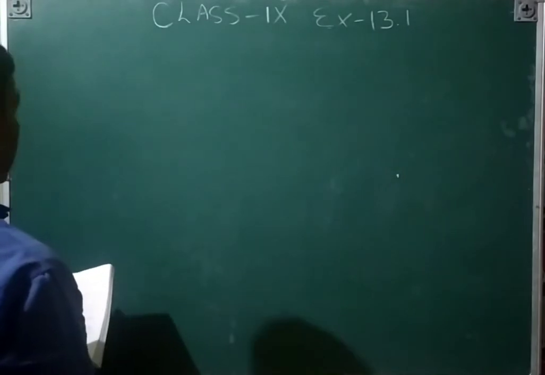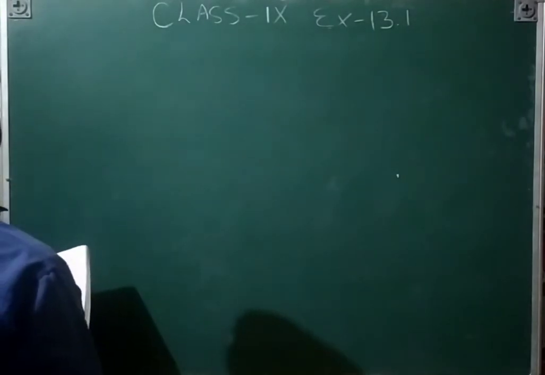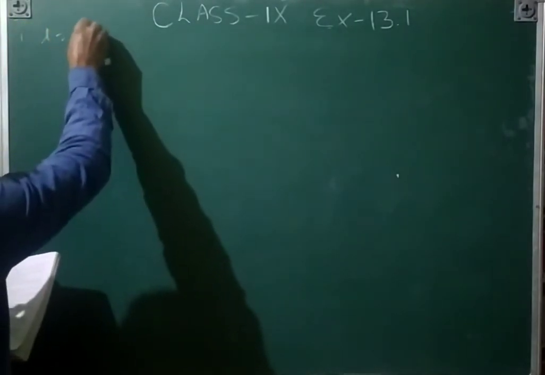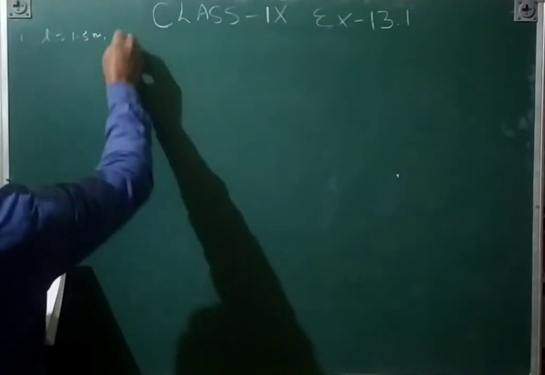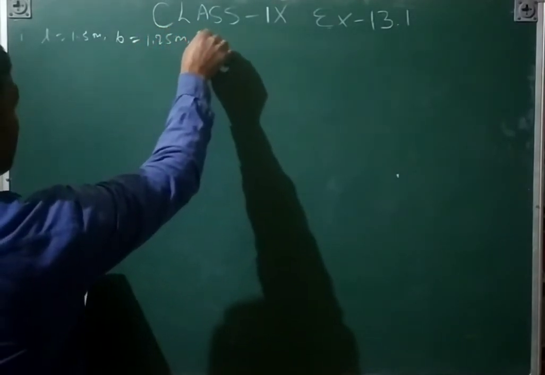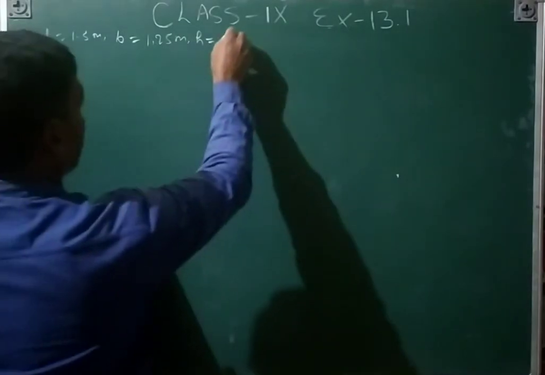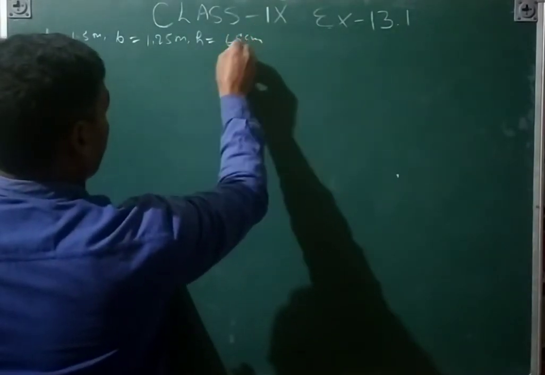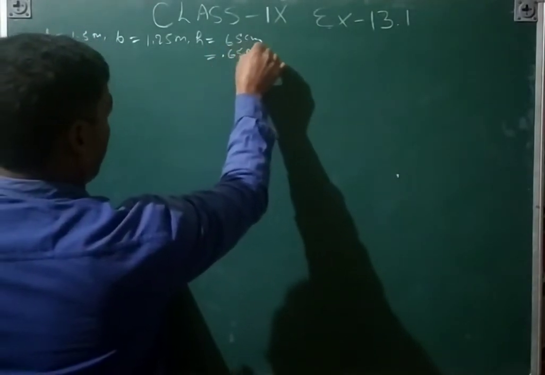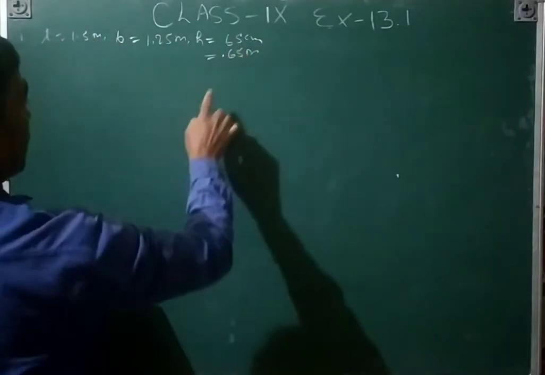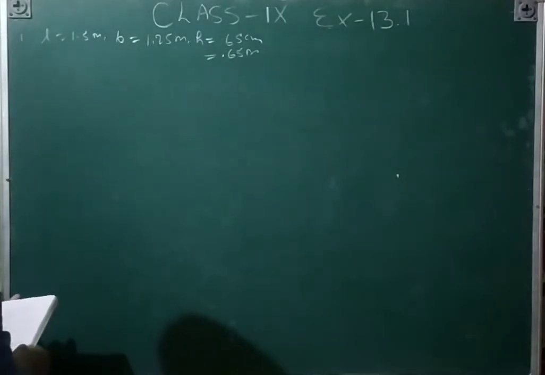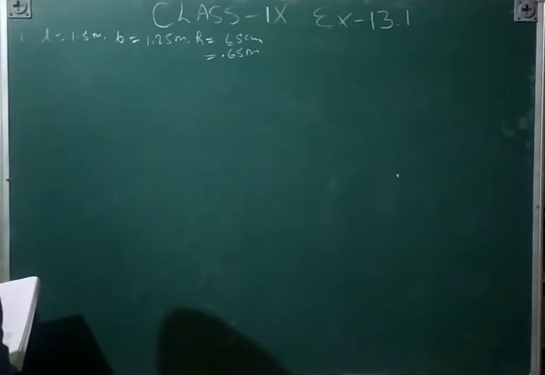Then 13.1, the first question: a plastic box 1.5 meter long, that is L is equal to 1.5 meter, breadth is equal to 1.25 meter, and height is equal to 65 centimeter. 65 centimeter is equal to 0.65 meter, because the units are not given in the same, so we convert. It is open at the top.